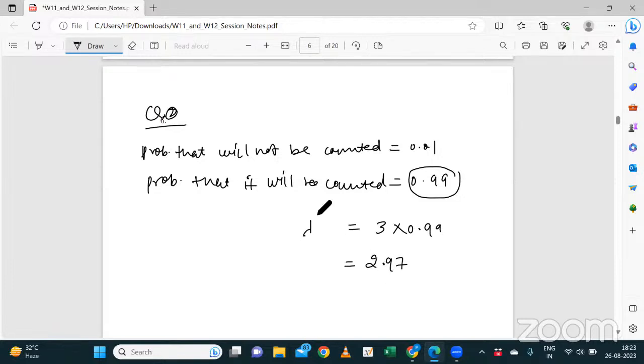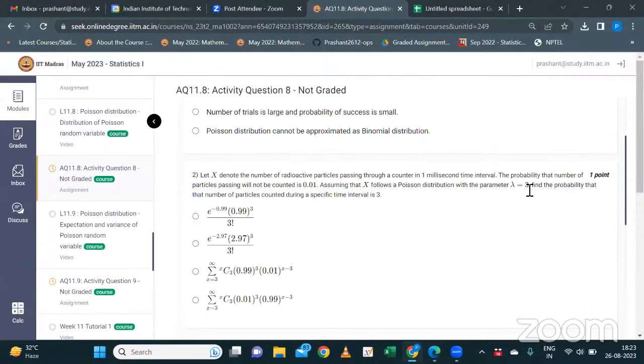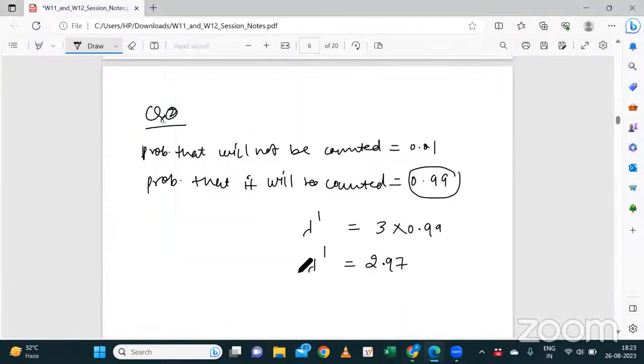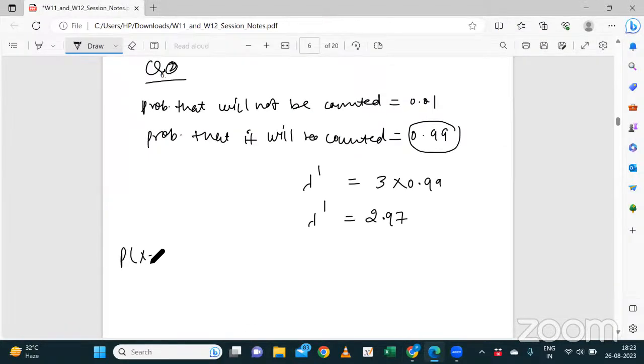Yes, sir. So my lambda dash will be this one, or not? The question says: probability that the number of particles counted during a specified time interval is 3. That means you have to find the probability that X equals 3.